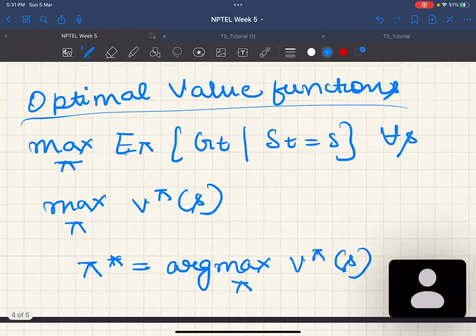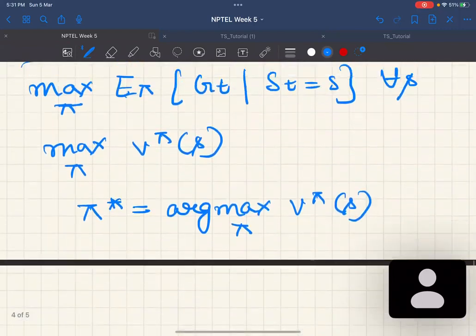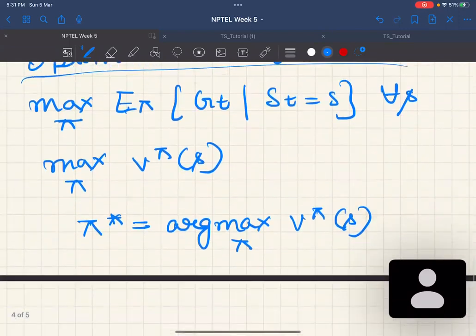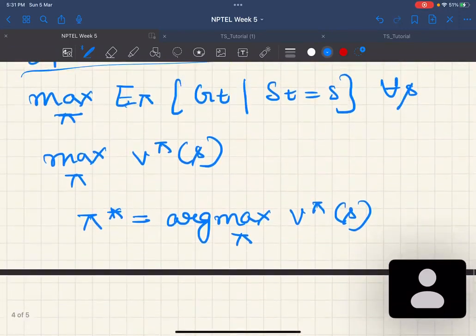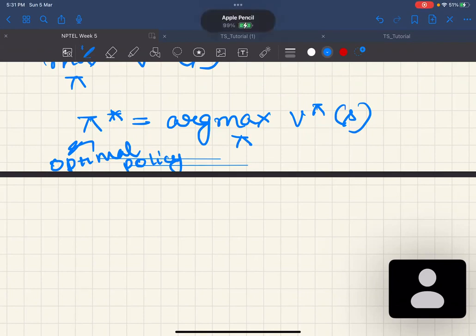So we were talking about the optimal value functions. What is the max expected return given st is equal to s? We talked about the value function and we are saying that what will be the maximum value function. And this pi star is equal to argmax of this value function. Now, this pi star means the optimal policy here. Argmax, what does it mean?